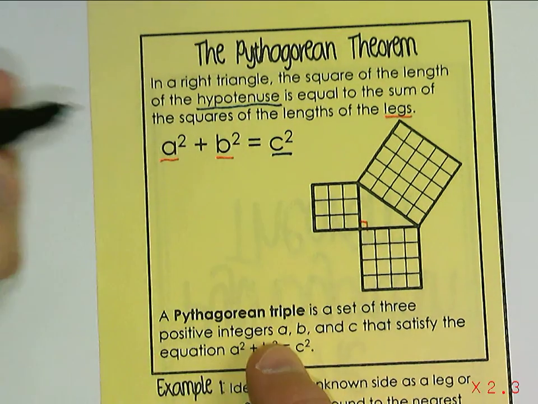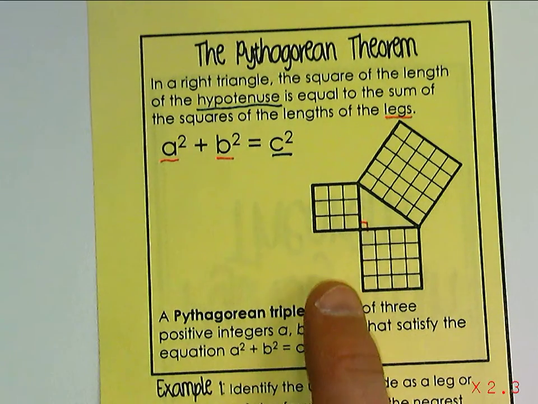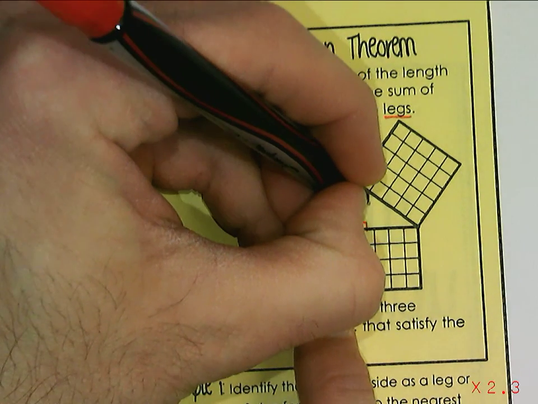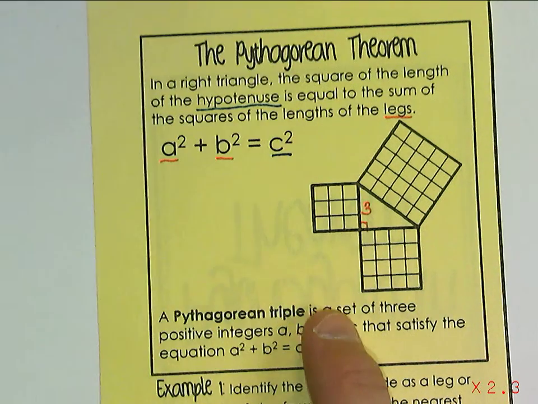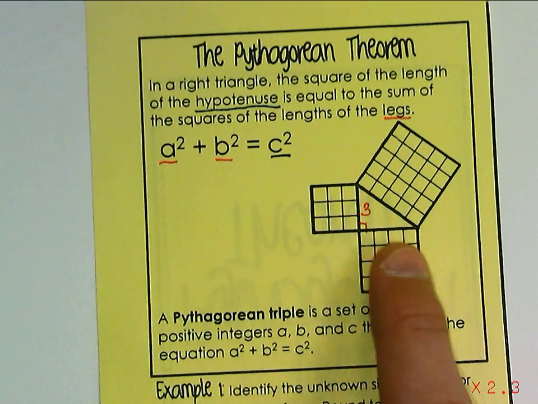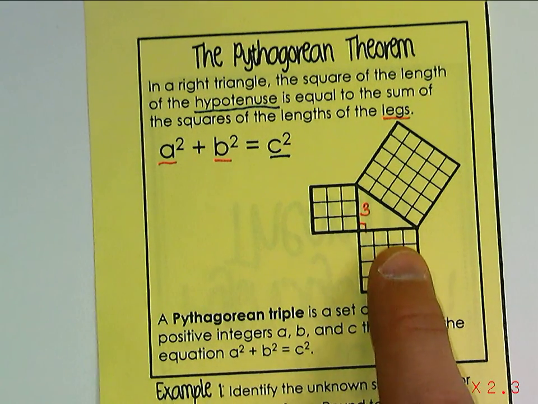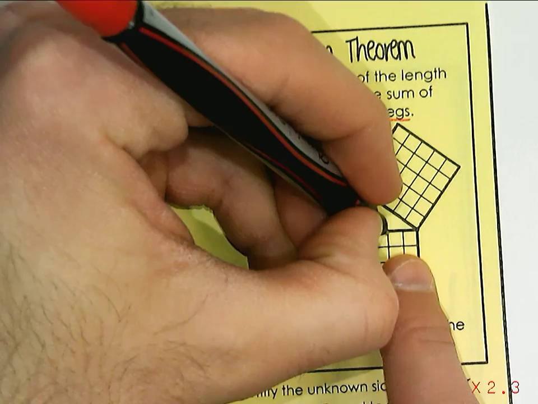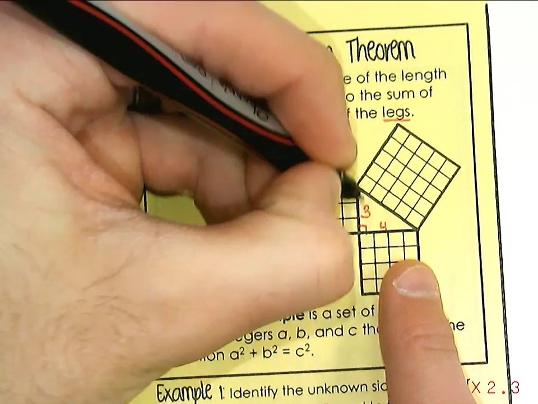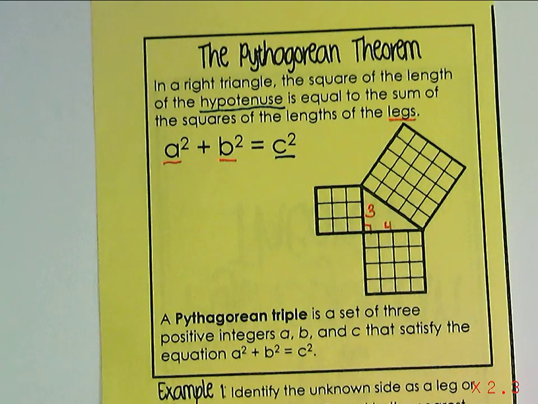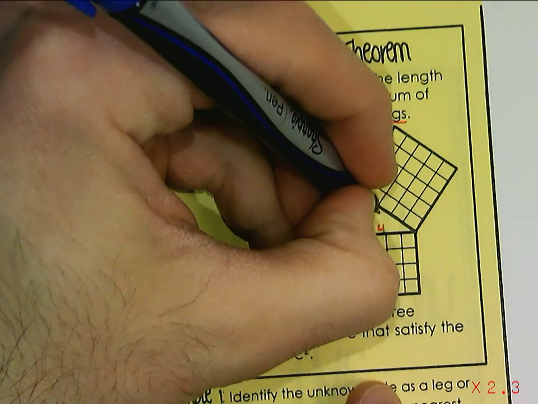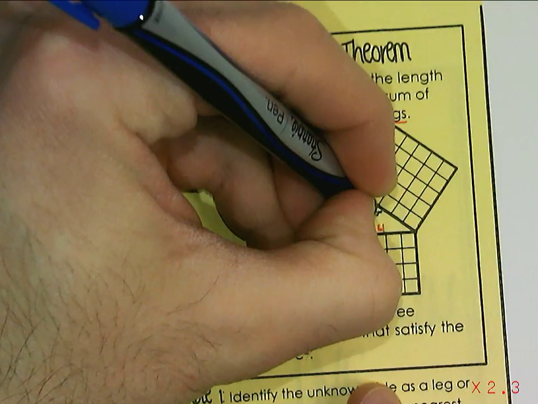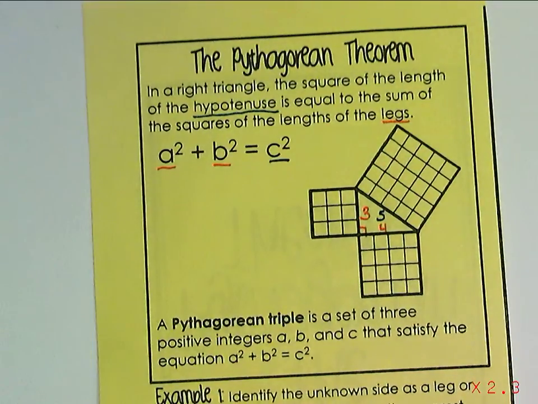So if we're looking at the legs in this triangle in our example here, we have 3 as a side length over here. This bottom one would also be a leg, and the length of that is 4. And the longest side of our right triangle is always our hypotenuse. And our hypotenuse here is a length of 5. So 3, 4, and 5.